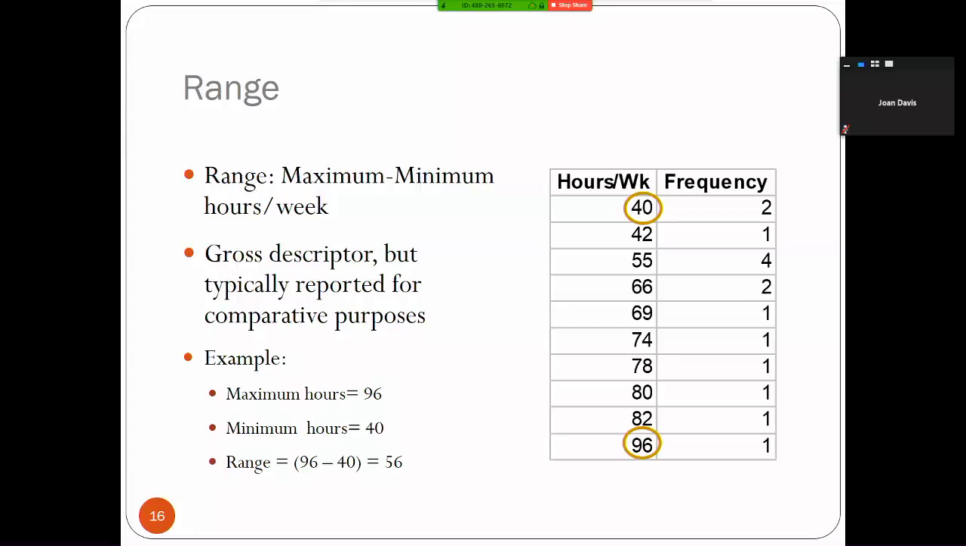Here in this case, we had a maximum of 96 hours, a minimum of 40 hours. The range, strictly defined, is the distance between the two. But more formally, we would calculate boundaries of 39.5, since we're reporting them as whole numbers, and they could actually exist in more detailed fashion. We probably would go from 39.5 to 96.5 and report a range of 57. But you get the idea of what a range is.